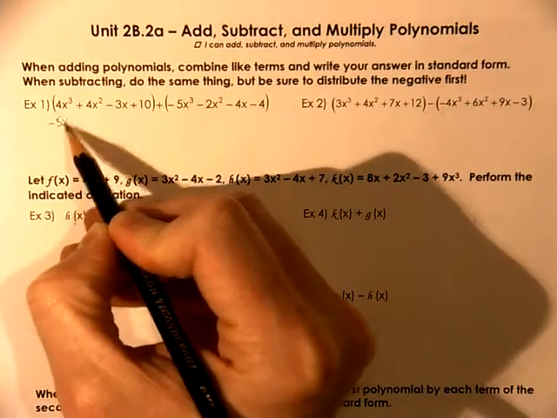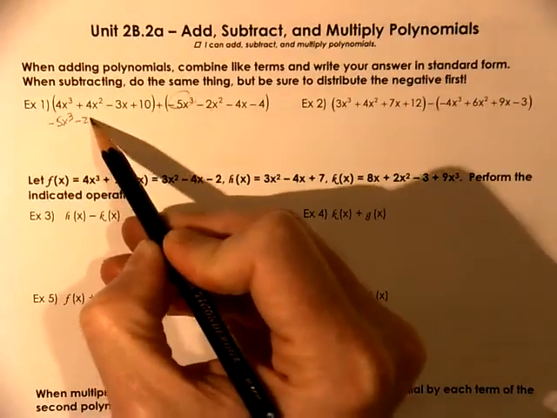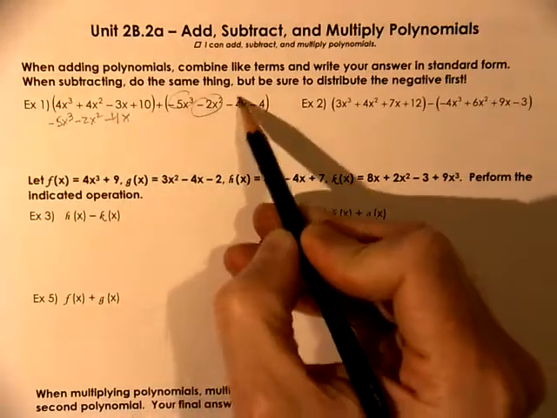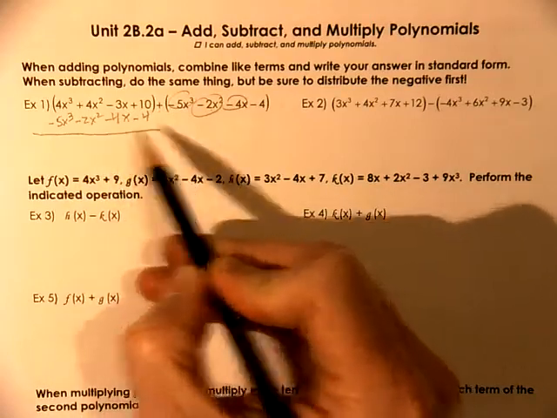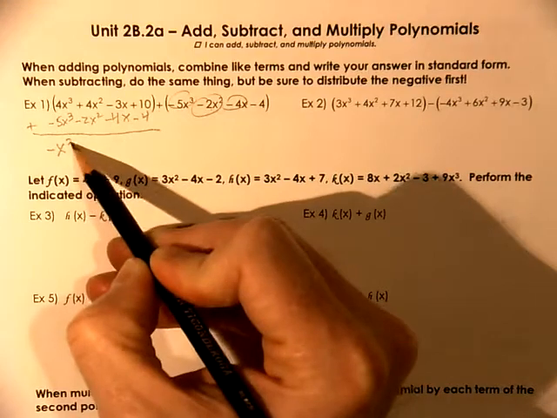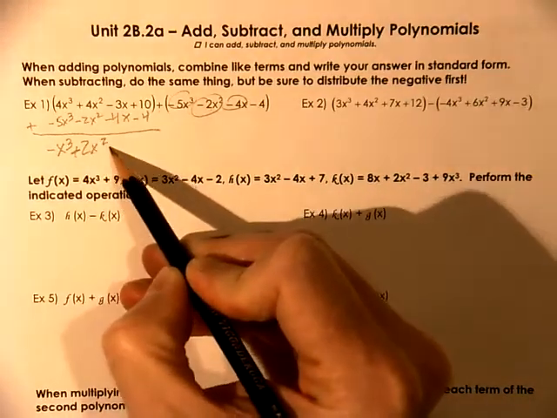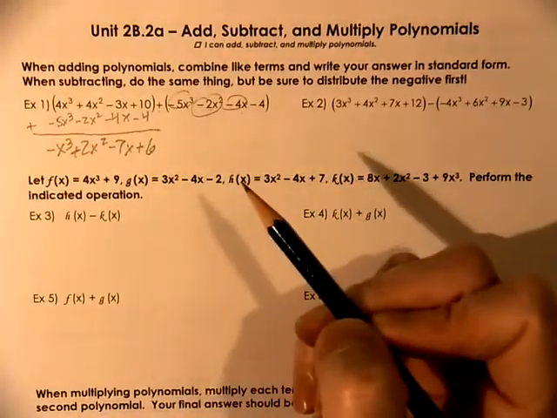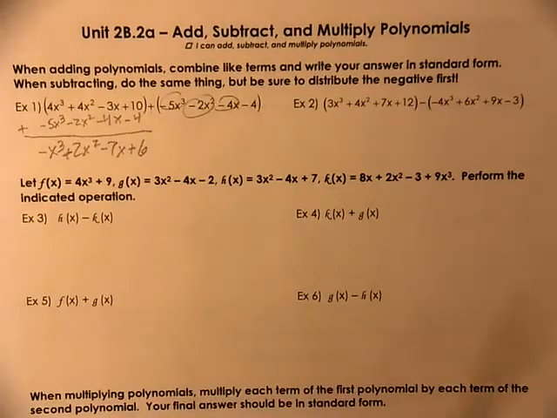If you wanted to bring the like terms together, that one moves over, negative 2x squared moves over, 4x is being grouped together, and negative 4 is being grouped together. So we're adding this together. So negative x cubed, positive 2x squared, negative 7x plus 6. So we added our two polynomials together.